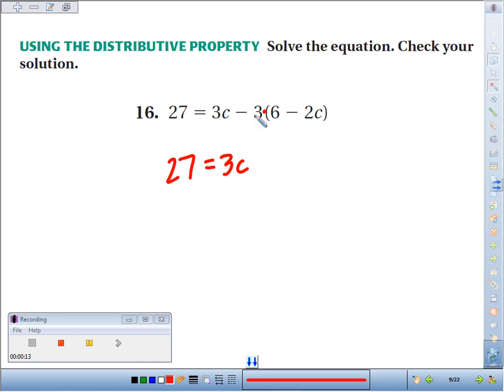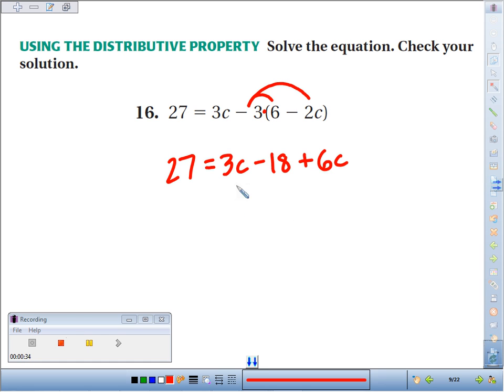Now, the common mistake is we forget to distribute not just 3, but this 3 is a negative 3. So we've got to take negative 3 times 6, which is a negative 18. And negative 3 times a negative 2C, because 2C isn't positive, it's a negative 2C. Negative 3 times negative 2C, a negative times a negative is a positive 6C.